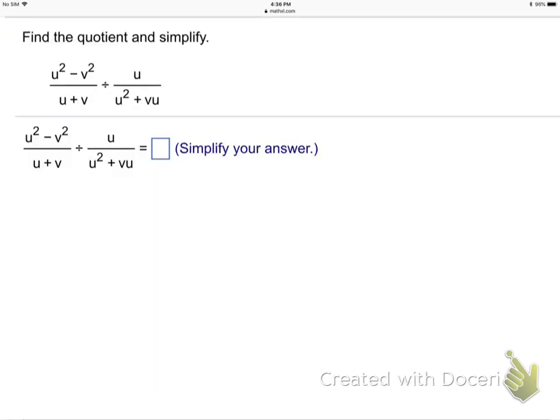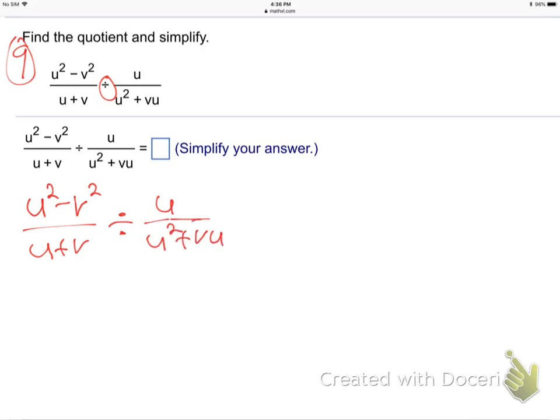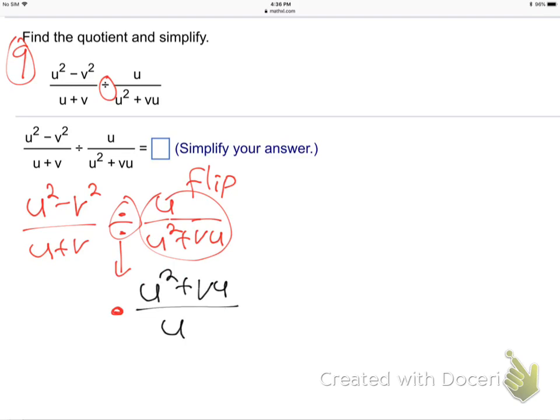Okay, so here on number 9, I don't know if you can see it, but that's a divide in the middle there. So it's u squared minus v squared over u plus v divided by u over u squared plus vu. Now dividing, we know that what you do is you change to multiply and you flip, because dividing is upside down multiplying. So flip the one on the right and it becomes u squared plus vu over u. The left side stays the same.